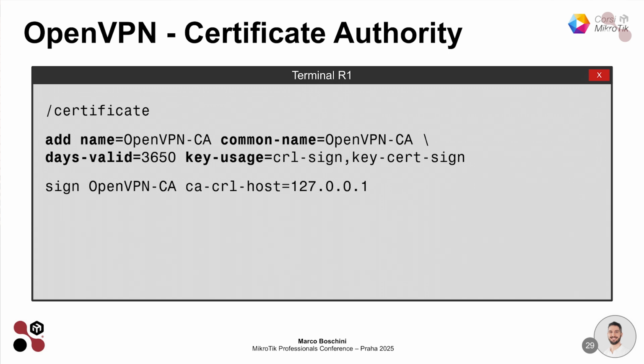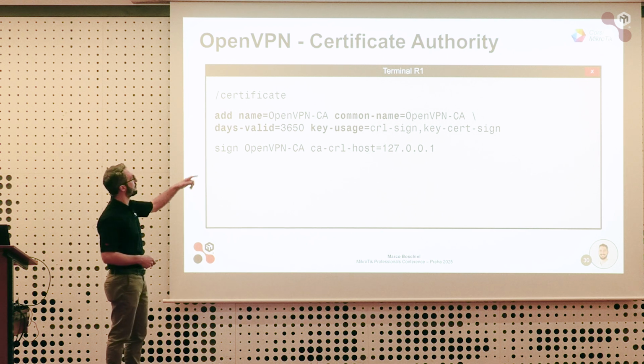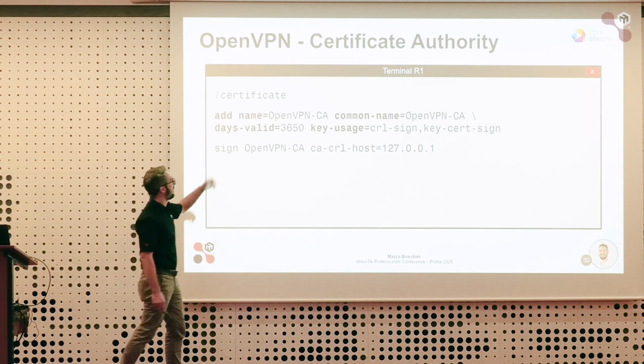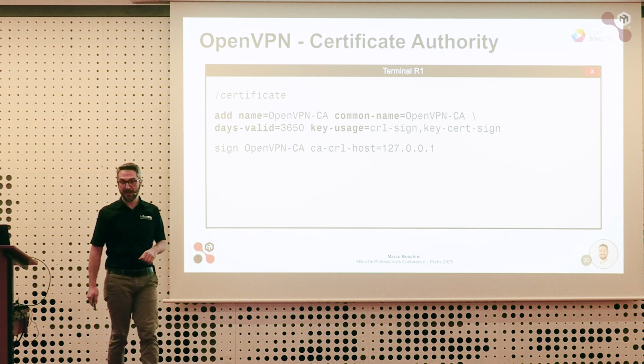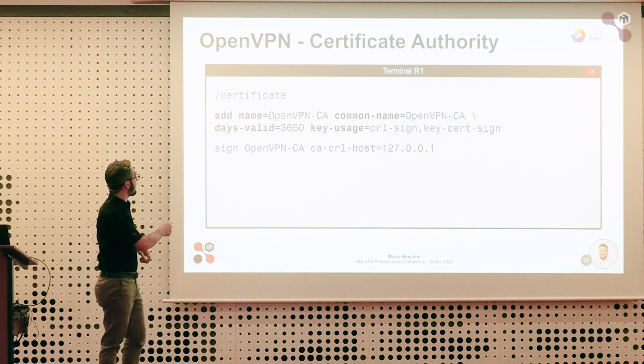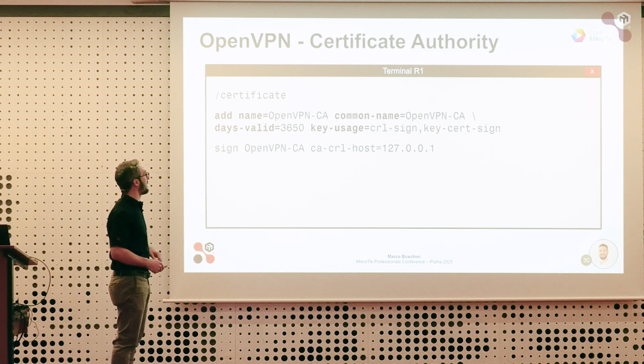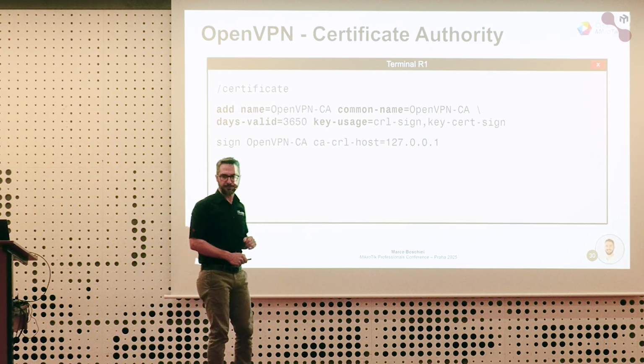First off, we have to create the certificate authority. It is two rows of configuration. You have to create the OpenVPN certificate authority. You can set the days this certificate is valid, and you have to sign the OpenVPN certificate authority with a control host. In this example, I use localhost.